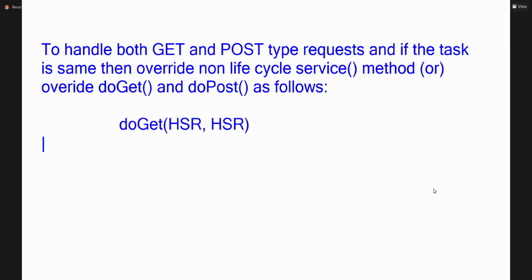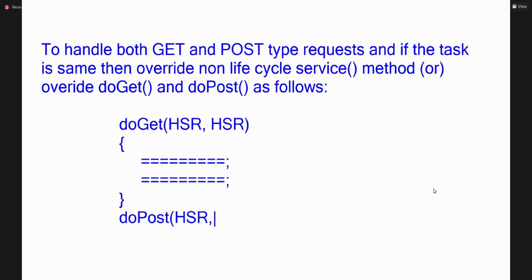Okay. Now here you can write whatever you want. But in doPost, what you have to do? doPost, HttpServletRequest, HttpServletResponse. Here just only one line of code. What you have to write? doGet. Here that request, that response you pass as parameters.